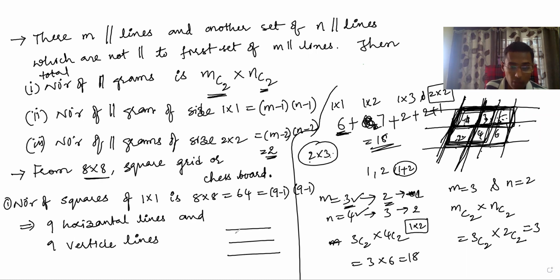Here, what if you have 2 by 2... now here 8 by 8 square grid. 2 by 2 means 3 lines, right? So 8 by 8 means 9 vertical and 9 horizontal lines. You see that.